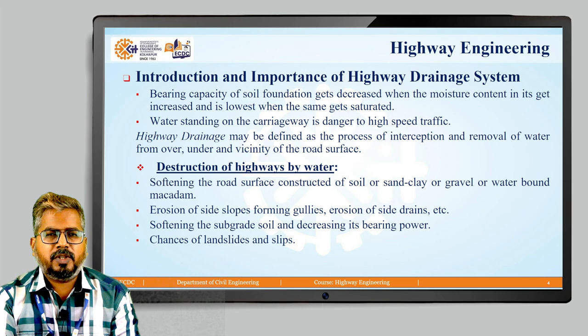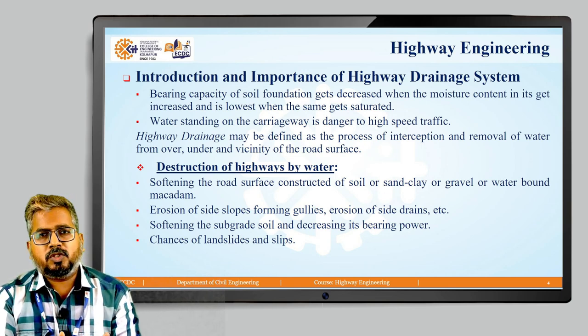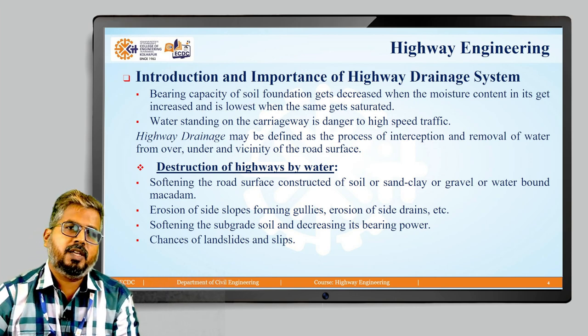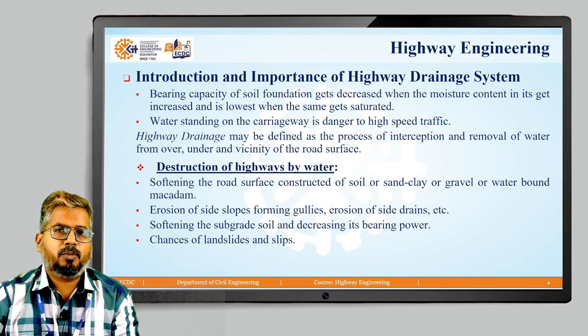Now, what are the various types of destruction caused by water on the highway? It compromises the road surface, like softening the road surface constructed of soil, sand, clay, gravel or water bound macadam. Erosion of the side slopes is quite common, forming gullies, erosion of side drains, etc. It also softens the subgrade soil and decreases its bearing capacity, and the chances of landslides and slips also increase. So that is why it is very important to provide a proper highway drainage system.